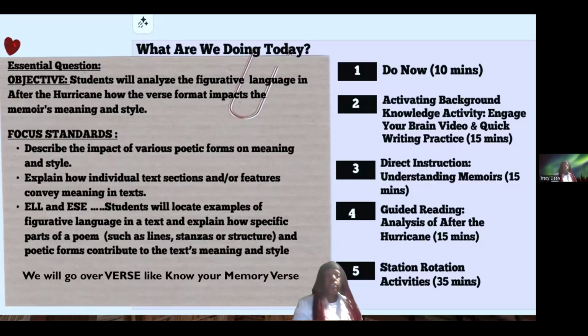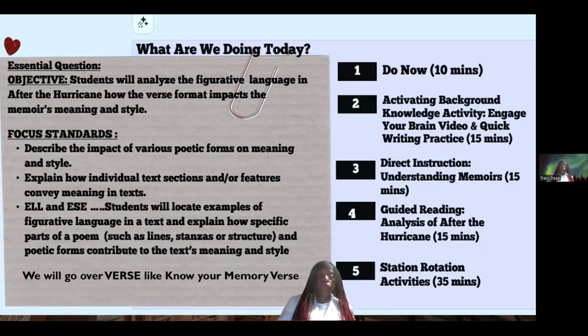Good morning, everyone. Today we're going to do a big review. Again, a big review of all that we're doing in all classes. So some of you missed for one reason or the other, but we're doing what we call a big review. Now, our objective, we're going to talk about figurative language.